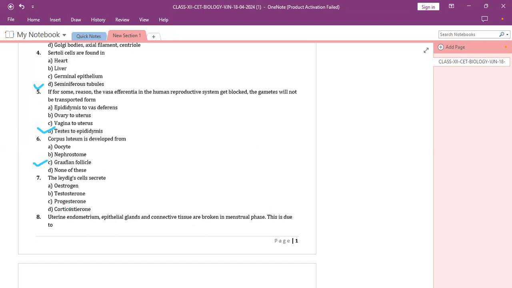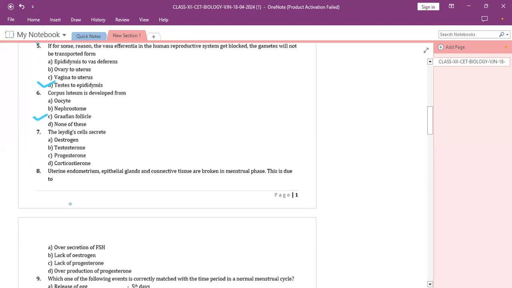Seventh one, the Leydig cells secrete A. estrogen, B. testosterone, C. progesterone, and D. corticosteroid.